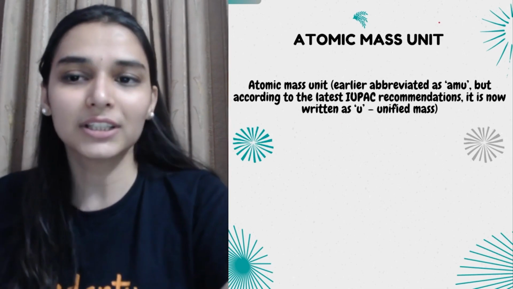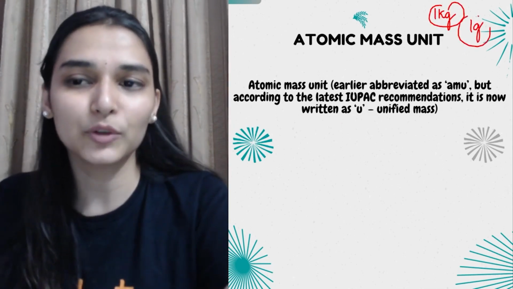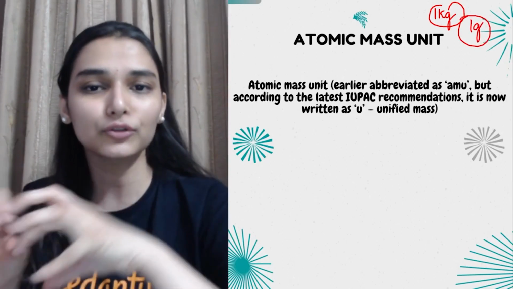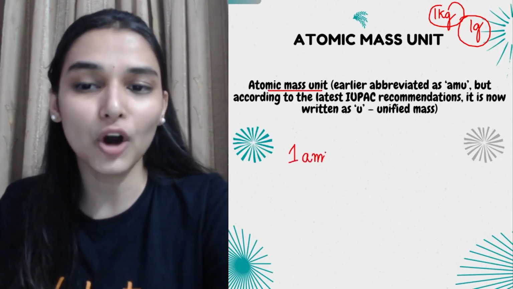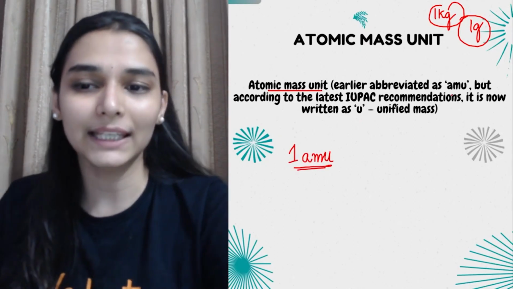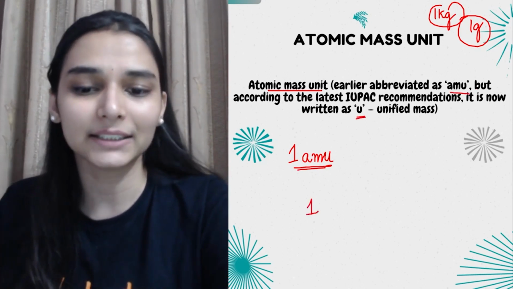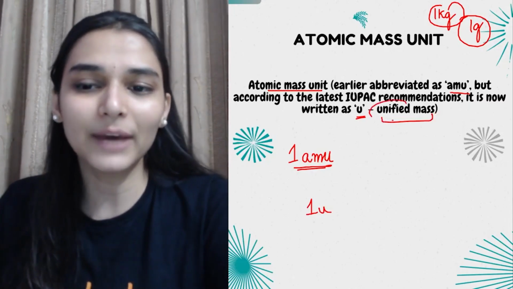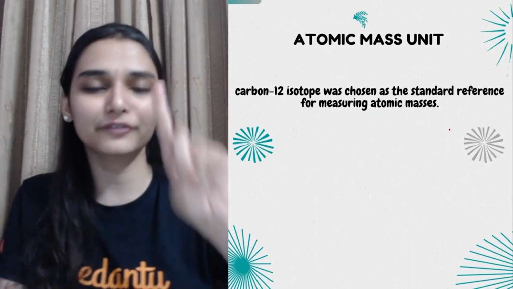a new unit. Just like you have 1 kilogram, you have 1 gram, you have different units which work on the macroscopic level. Similarly at the microscopic level we have a new unit, that is 1 atomic mass unit, 1 AMU. You can also call it simply U, you can write it like this. U stands for unified mass. Unified mass means mass which is considered unity, which you have taken as 1.